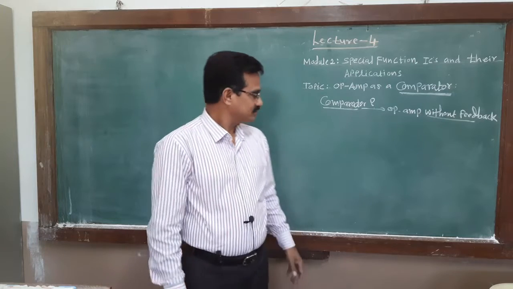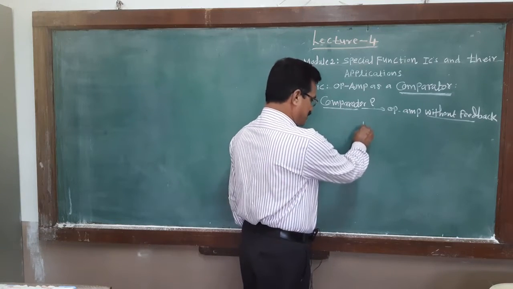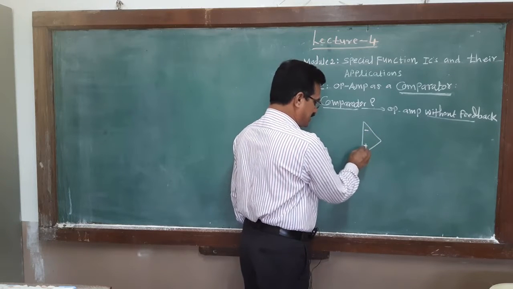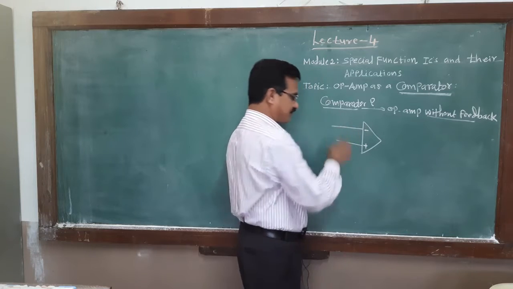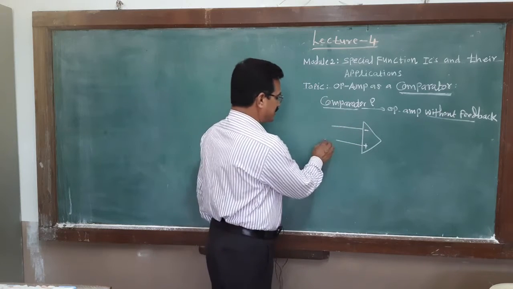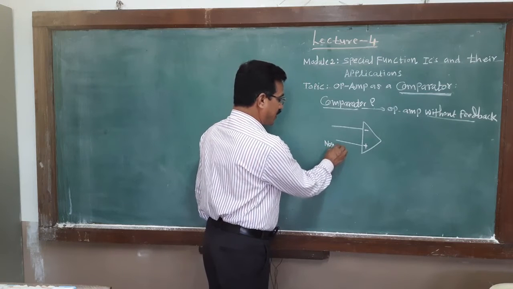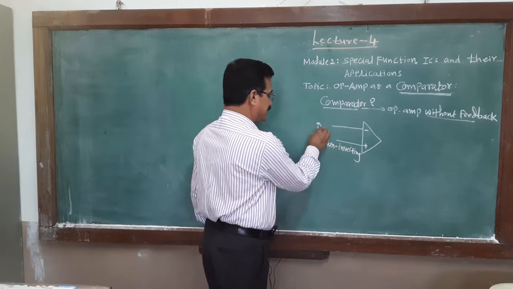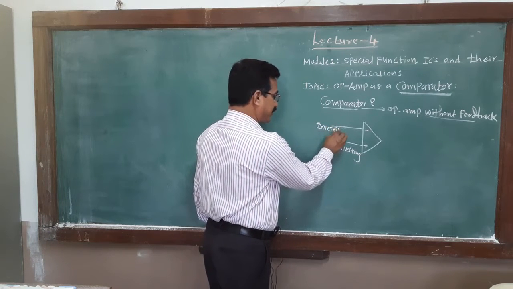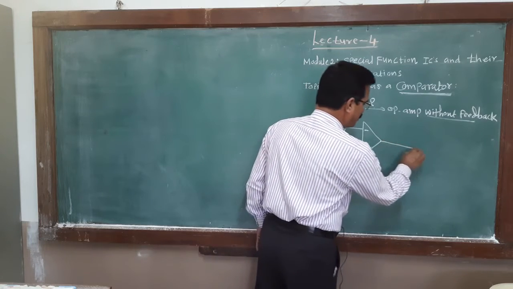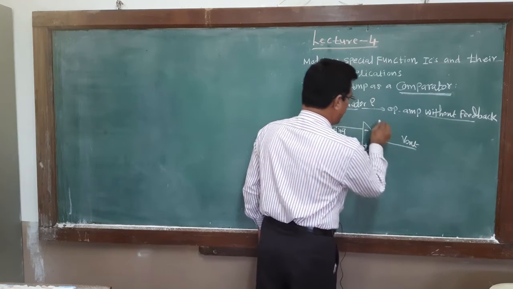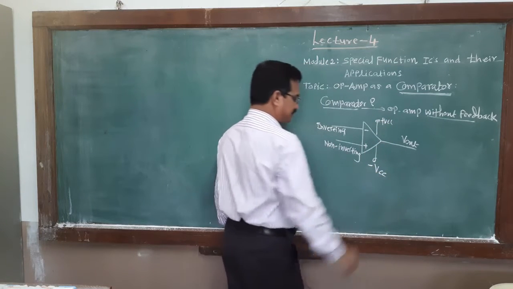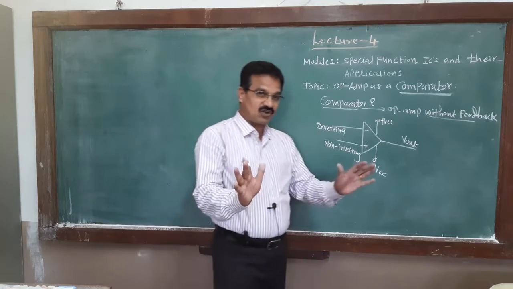You remember, suppose this is the operational amplifier, here is a minus, here is a plus, having two terminals. One is non-inverting and another is inverting. There is only one output, we call it V out. And here is the supply voltage plus VCC and minus VCC. Means feedback is not used here.